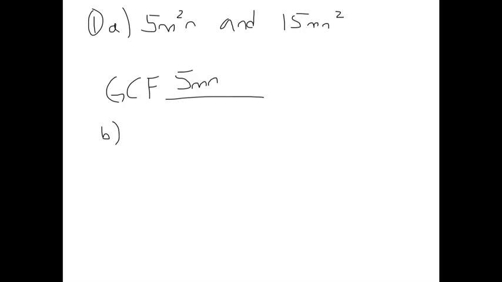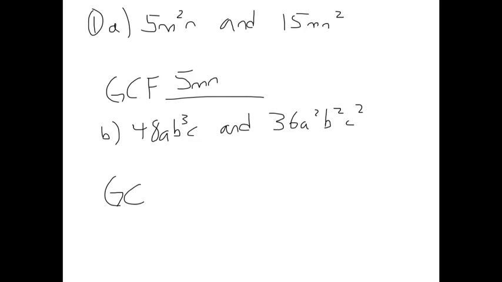Another example, we're going to find the GCF of 48ab cubed c and 36a squared b squared c squared. Okay? So I need to again find the largest thing that I can divide both of these terms by.